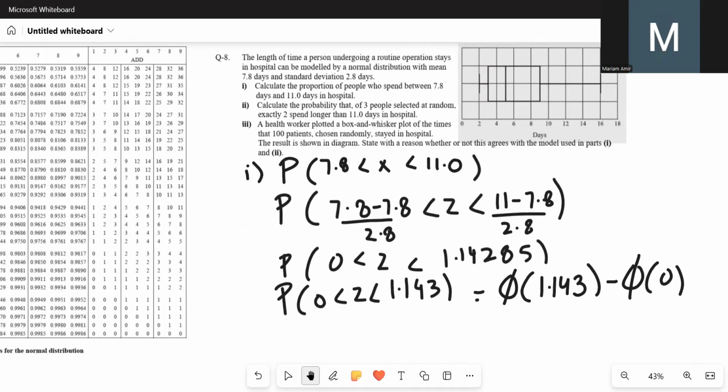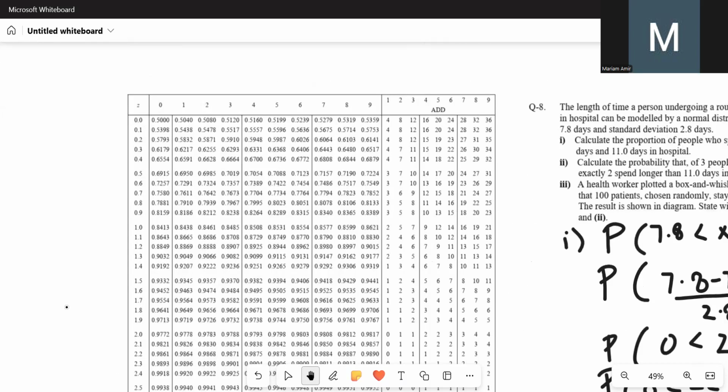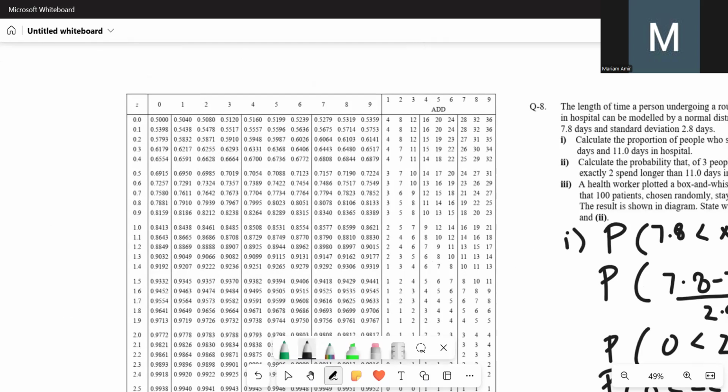Okay, so when it's 1.143, 1.14 is here. So this is the probability, and we have to add 3, which means we have to add 6 in the end. So 0.8729 add 6 in the end. This gives us 0.8729 plus 0.0006. It gives us 0.8735.